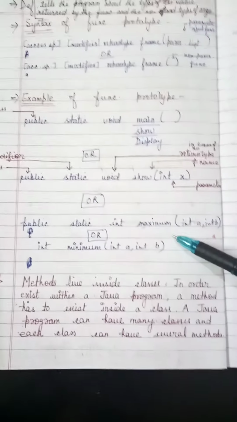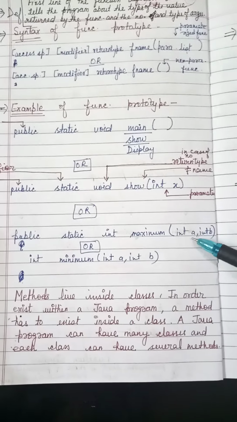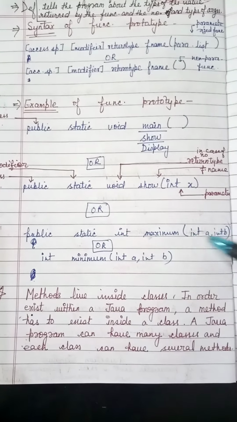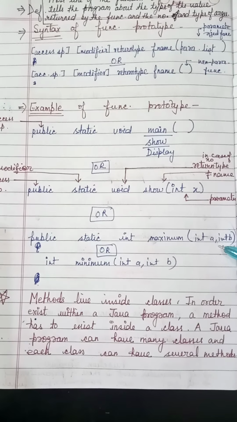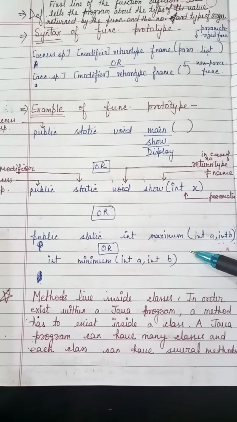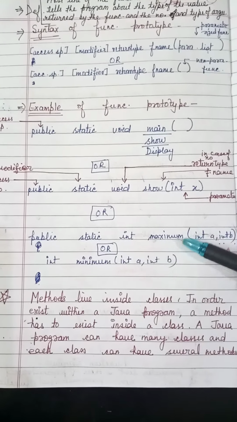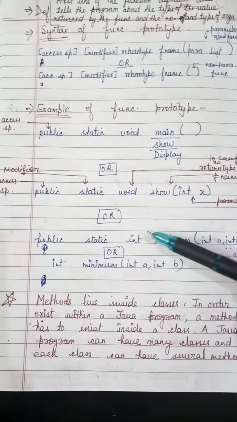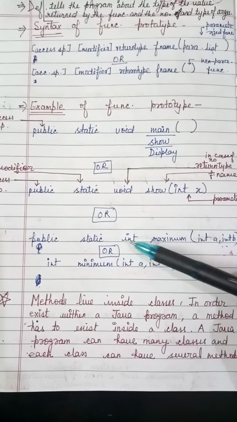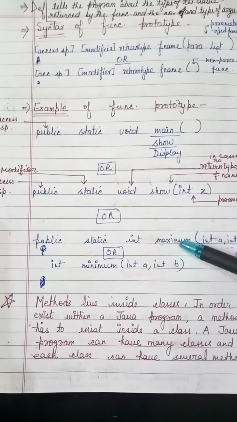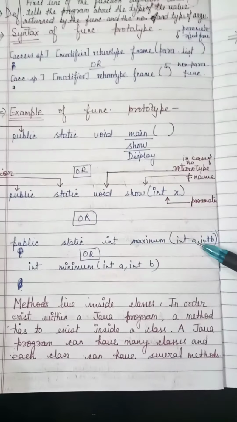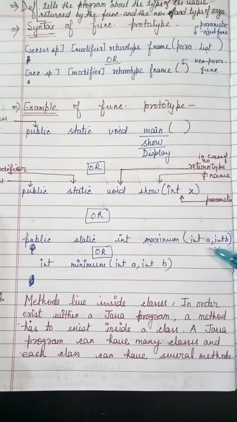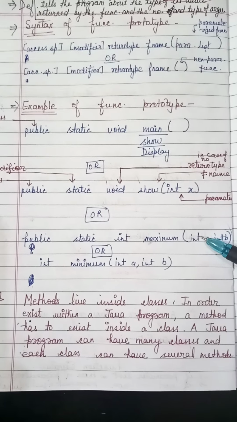Or another example, public static int maximum, int a comma int b. This one is the function signature and the complete line is the function prototype, not the definition, because the body of the function is not here. So public static int maximum. The name of the function is maximum, and this function will return a value that will be of integer type, as the return type of this function is int. It means this function is returning some value that is of integer type, and two parameters are received by this function. Maximum is receiving two parameters. So this is the prototype.